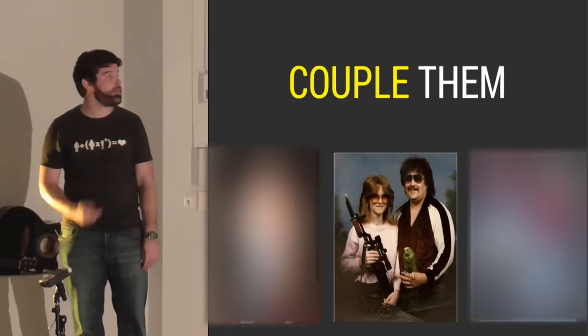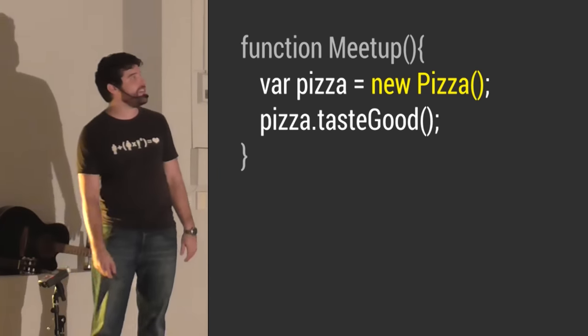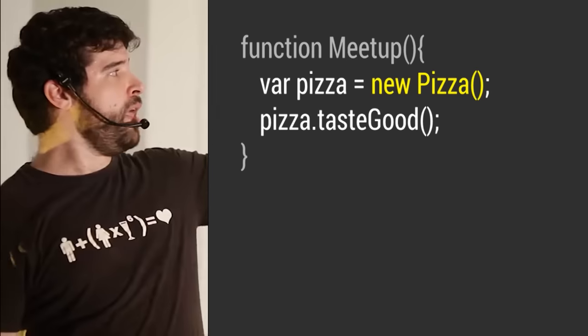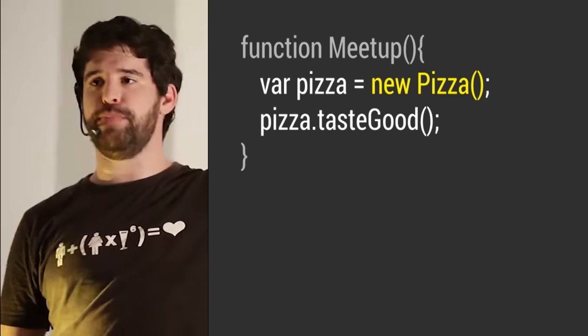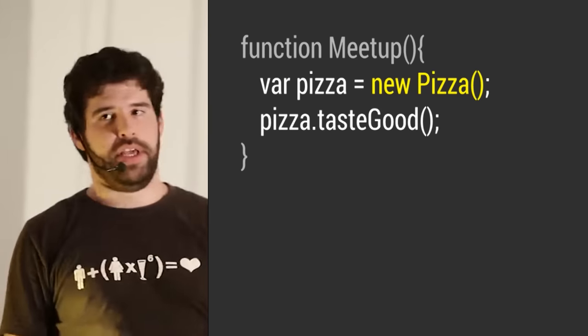So the first type of coupling is tight coupling, okay? We have a meetup, and then he needs a pizza. So we create a new pizza, right? Like a new class, a new instance of the pizza function class in JavaScript. And then the pizza tastes good. Awesome. Not really. Okay? Why?